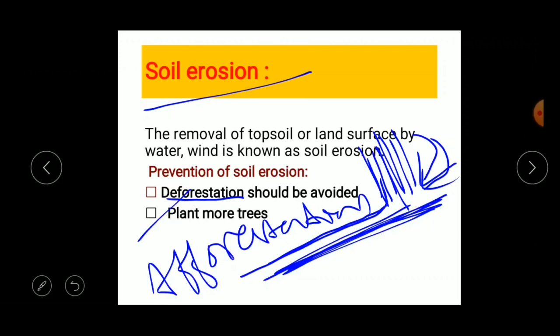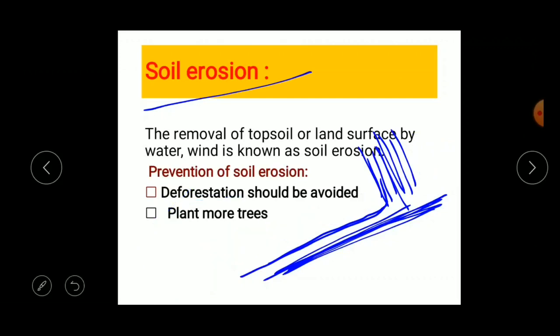Understood, children? What do you mean by soil erosion? Soil erosion is the removal of topsoil or land surface by water or wind. Why does this soil erosion happen, children? Can you tell me? Because of the cutting of the trees. By the cutting of the trees, soil erosion will happen. So we can stop deforestation and instead adopt afforestation. We can plant more trees. Understood, children?